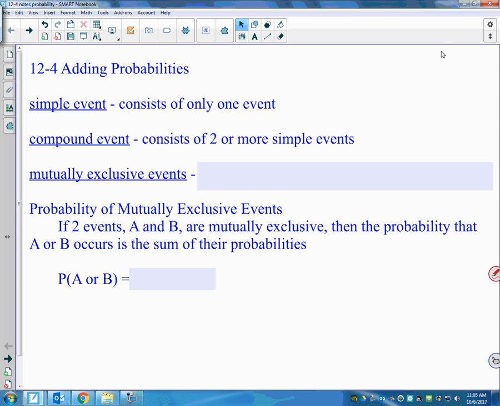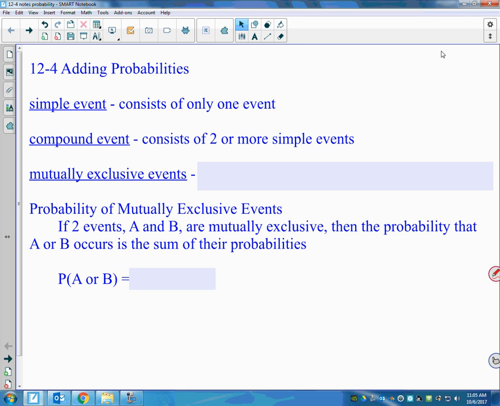Okay, so today we talked about multiplying probabilities. The other part of that is we're going to talk about when we add probabilities. So some more vocab. A simple event is an event that consists of only one event. A compound event consists of two or more simple events.